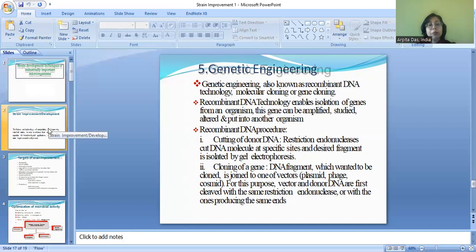But strain improvement alone is not enough. When we are talking about upstream processing, we have to take care of a few things.